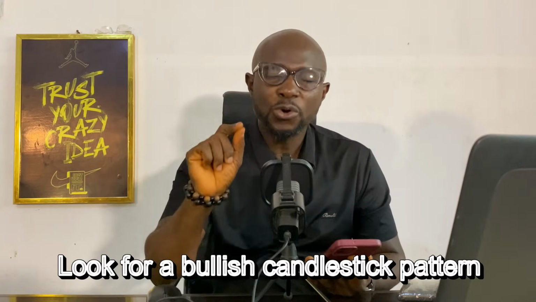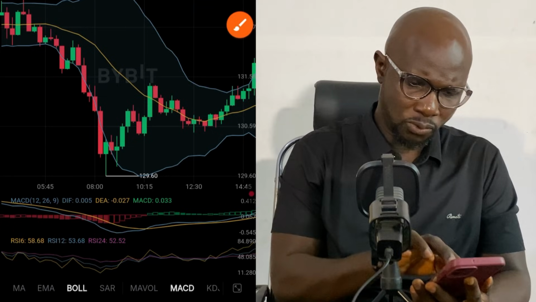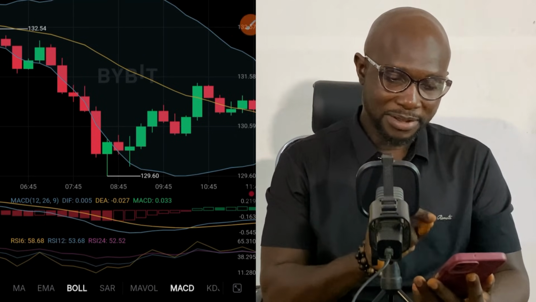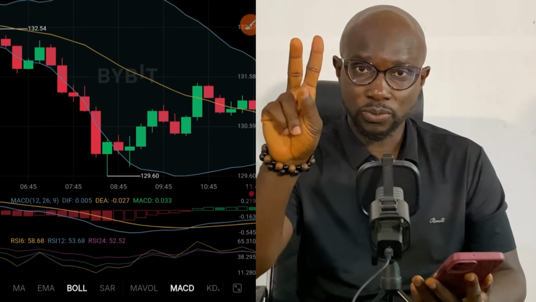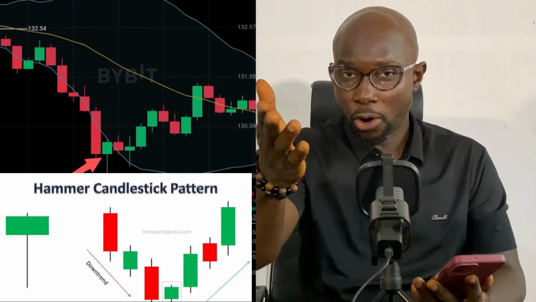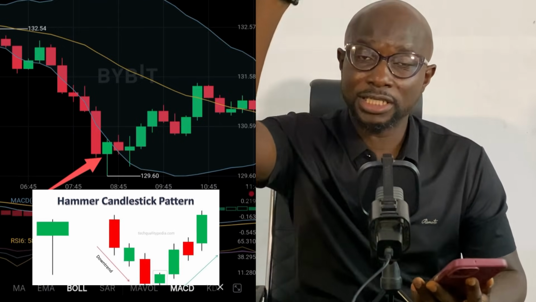Second thing, look for bullish candlestick pattern. So let me widen it so that we can look for bullish candlestick pattern. Even from here, I can see 2. The first one is hammer candlestick pattern. Let me show you. This is hammer. I hope you can confirm it. This is hammer candlestick pattern, and another confirmation still arrived.